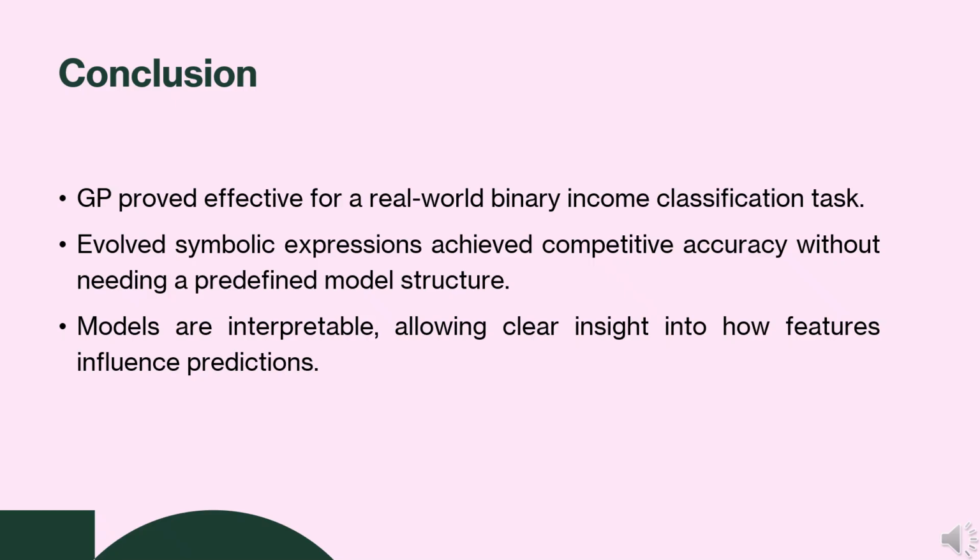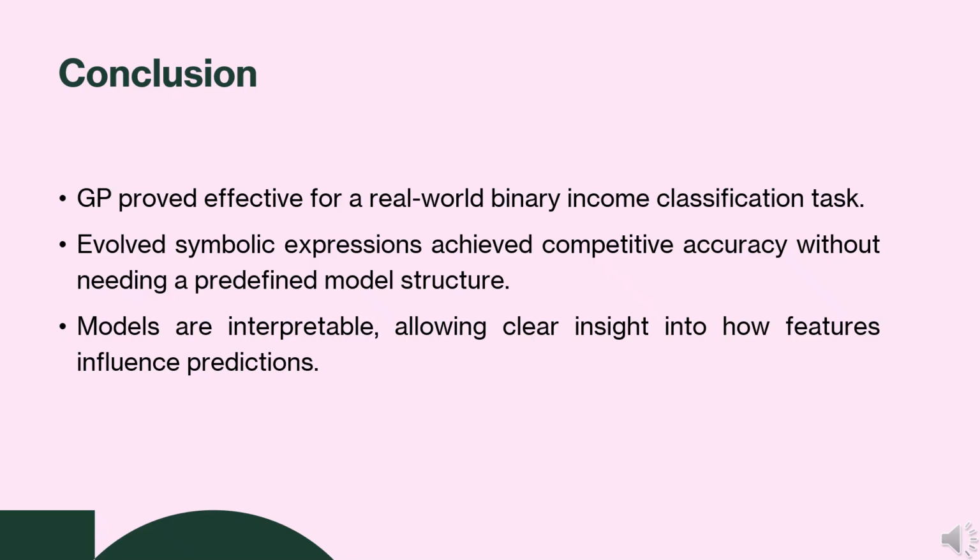To conclude, the project demonstrated that genetic programming is a strong and effective approach for the income classification task. By evolving symbolic expressions over generations, GP was able to achieve solid performance with a training accuracy of 0.8427, a validation accuracy of 0.8349, and a Kaggle test accuracy of 0.7747. This result shows that the model generalizes well and maintains consistent performance across different datasets.